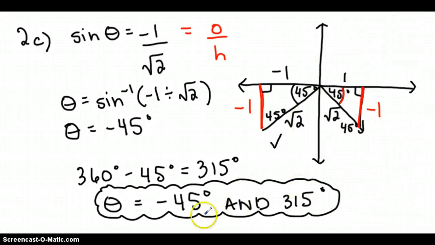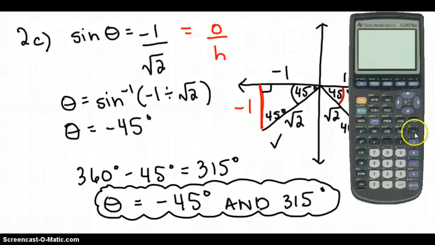So we're just going to check this. We're going to do sine of negative 45. Sin of negative 45 is negative 0.7. So we need to check that this here is negative 0.7. So negative 1 divided by square root of 2 is indeed negative 0.7.